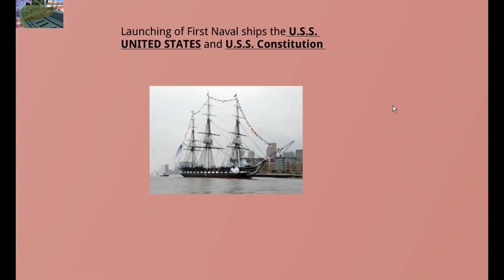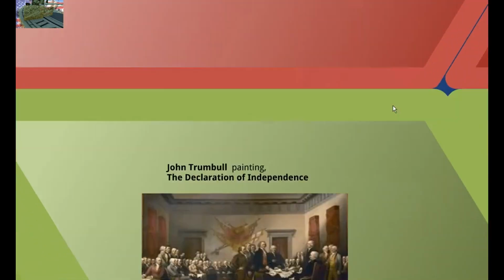We have at this time also the launching of the first naval ships, the building of which had already started earlier, as we have already seen. So the first two naval ships are launched in this year, the USS United States and the USS Constitution. This naval power is usually associated with the Federalist Party, and the Jeffersonians are going to take this program and try to undo it and reverse it, because naval power is associated with taxation, as we shall see in a few minutes.